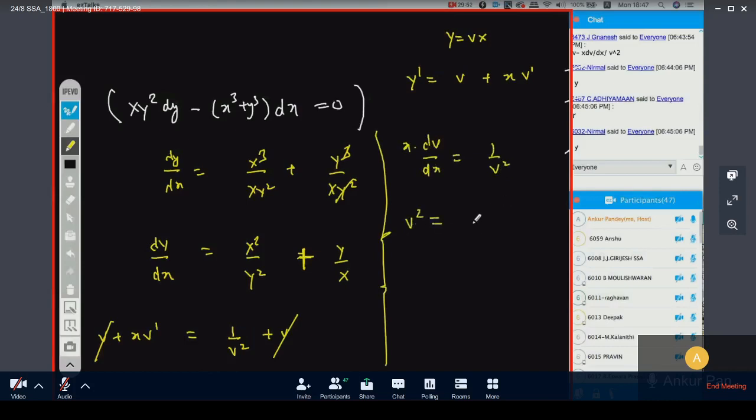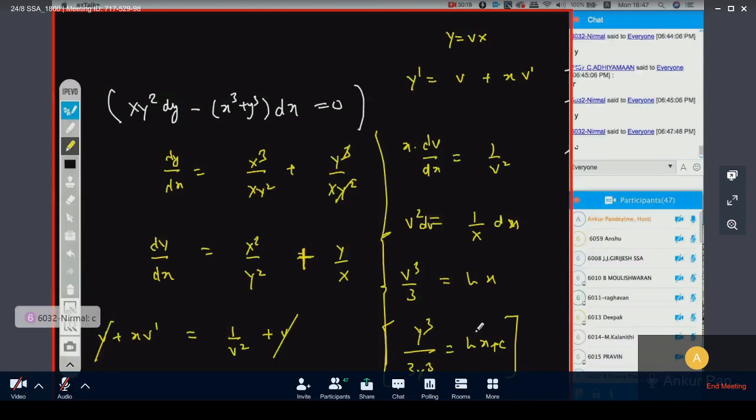Clear? x into dv by dx equal to 1 by v square. So you know very well that v square dv is equal to 1 by x dx. So v cube by 3 equal to log x. Instead of v, you will write y by x, so it will be y cube by 3x cube equal to log x. Got it? Plus c. Never forget. Clear. Good.